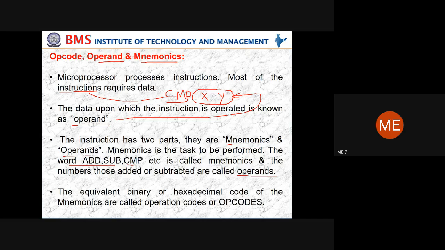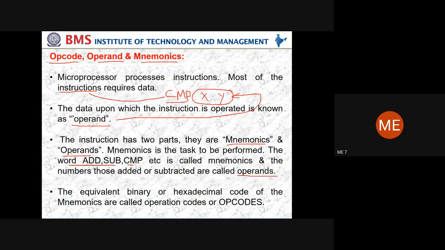Understand that in an instruction, mnemonics are English-like statements, and the operation is performed on some data. That data is called the operand. Then what do we mean by opcode? Opcode is also called the operation code. Observe the equivalent binary or hexadecimal code of the mnemonics. These are called the operation code, or opcode.